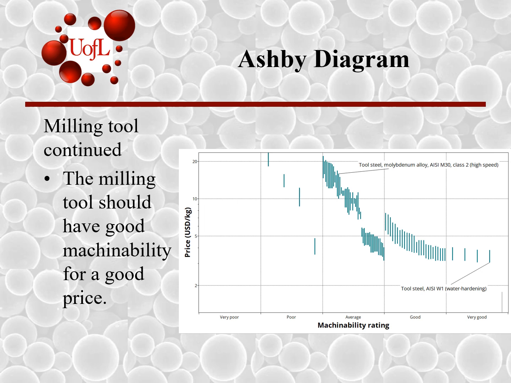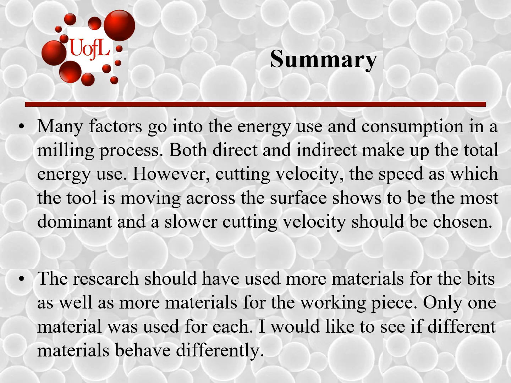The milling tool should have good wear resistance and be very hard, and it also should be able to be machined very easily and not have to use a lot of energy to machine it. Otherwise, it's going to be very costly and not very energy efficient and add to that total energy in the machining process. So in summary, many factors go into the energy use and consumption in the milling process.